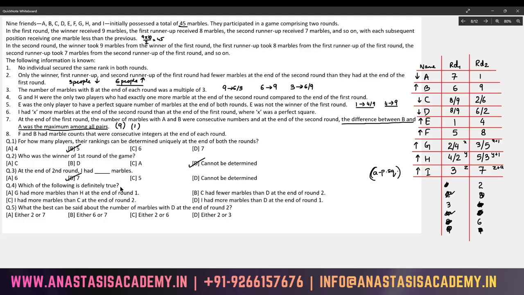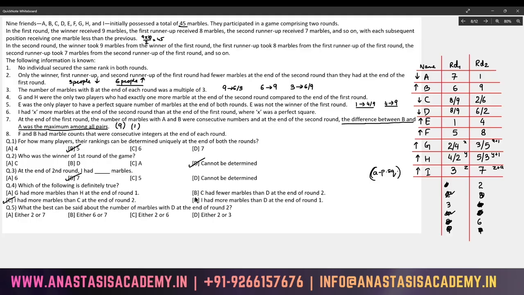Which of the following is definitely true? G had more marbles than H at the end of round 1. We don't know. G and H number of marbles are not certain. C had fewer marbles than D at the end of round 2. Can't be certain. 2 and 6. Can't be certain at all. Next, I had more marbles than C at the end of round 2. I had 7 marbles at the end of round 2. C will have either 2 or 6. In either case, I will definitely have more marbles than C at the end of round 2. So this should be the answer.